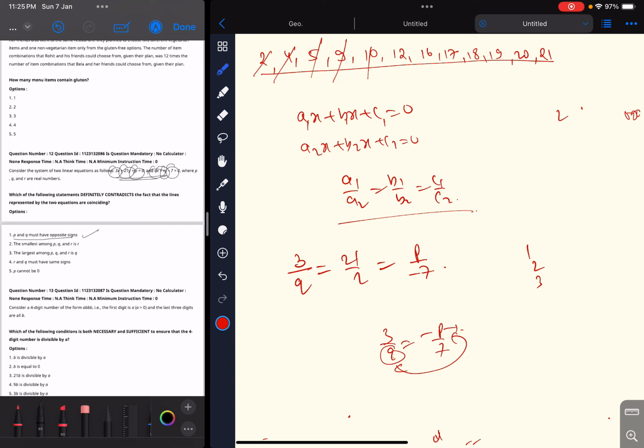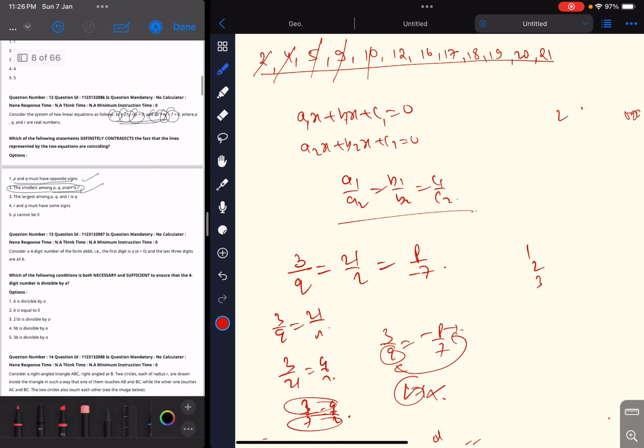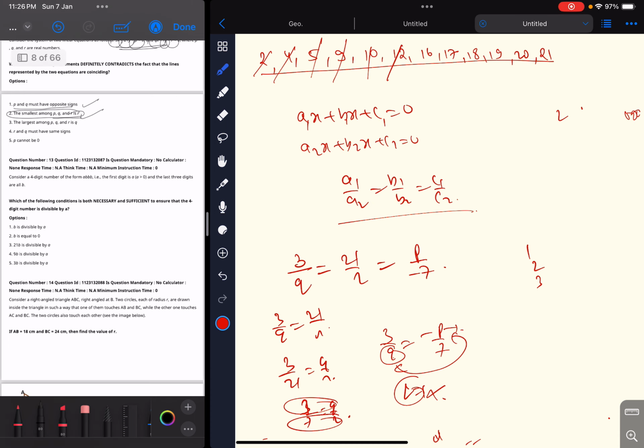The smallest of p, q, r is r. Is it so? If we take the first condition, 3 by q equal to 21 by r, so 3 by 21 equal to q by r, so 1 by 7 equal to q by r. So r is 7 in this case and q is 1 in this case. So this is not possible, so this is wrong. So 2 is the answer. The rest need not be checked. Question number 12 is done.